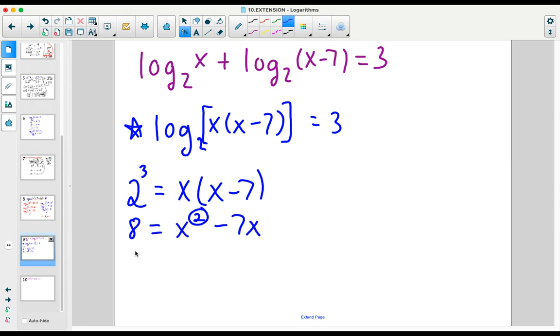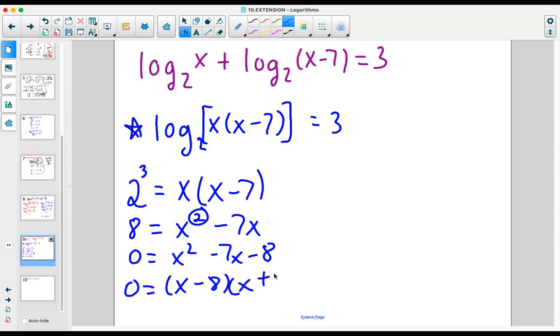I see this squared term, so I'm definitely going to want to set everything equal to 0 by pushing the 8 over to the right. And I get my two solutions via factoring. X equals 8 and x equals -1.